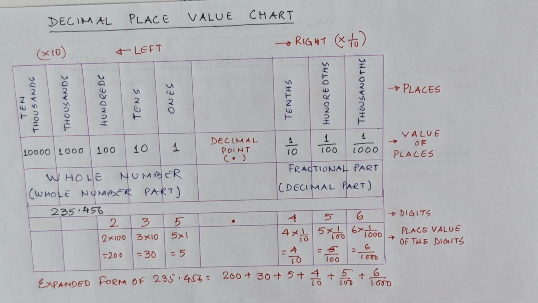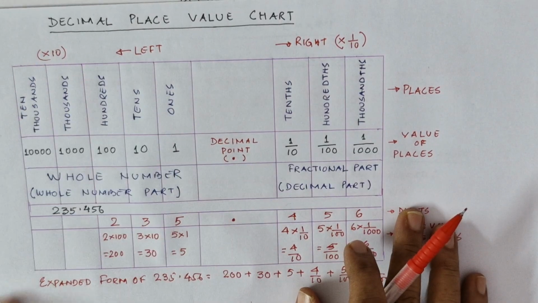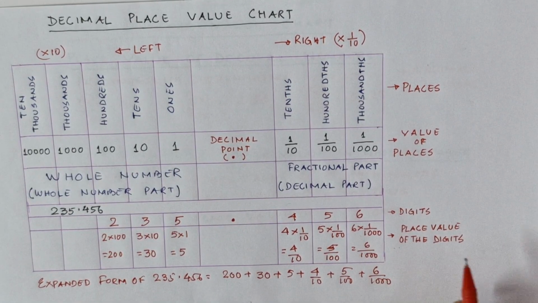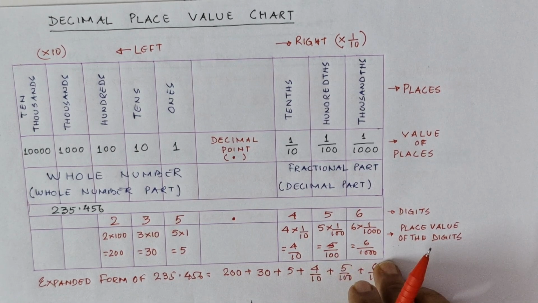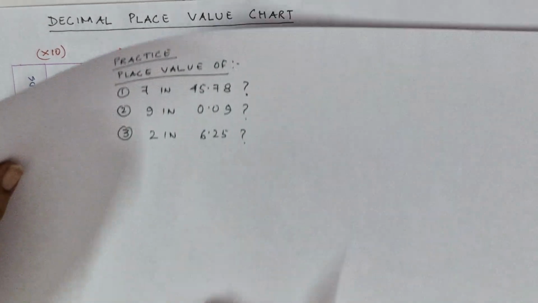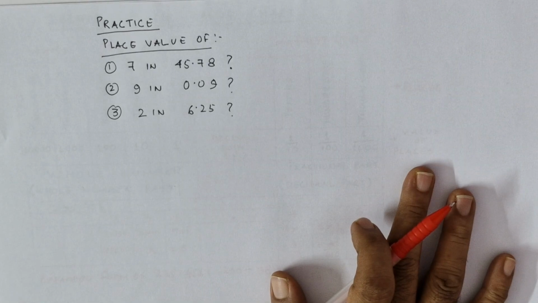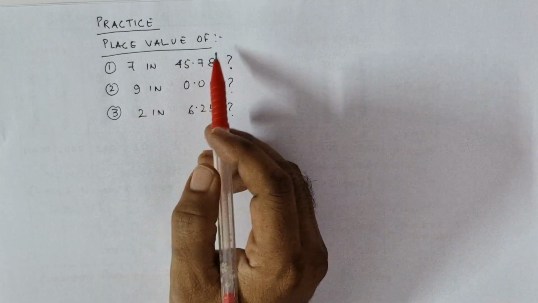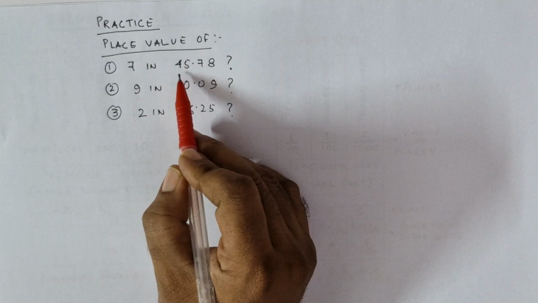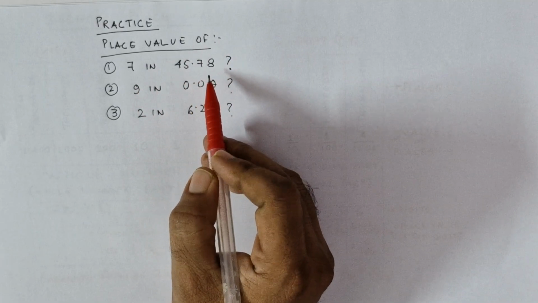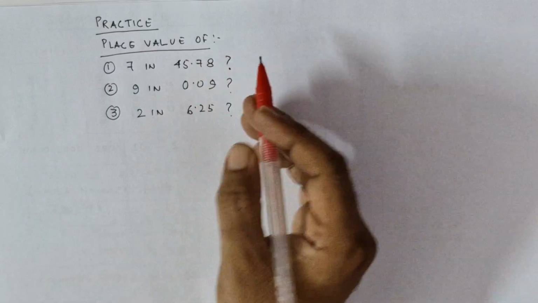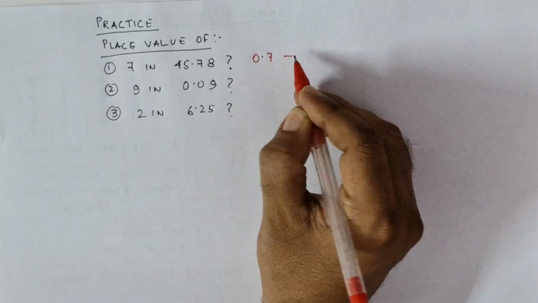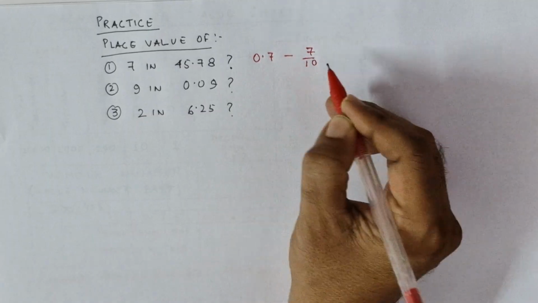Got it? So this is what we have learned, that is the decimal place value chart, and how to find out the place value of any digits in the decimal number, right? So let's come to the last section. Let's practice with a few problems. What will be the place value of 7 in 45.78? So 7 lies in 1/10. So 7 by 10. This will give you 0.7. Why? Because this one will be 7 by 10.